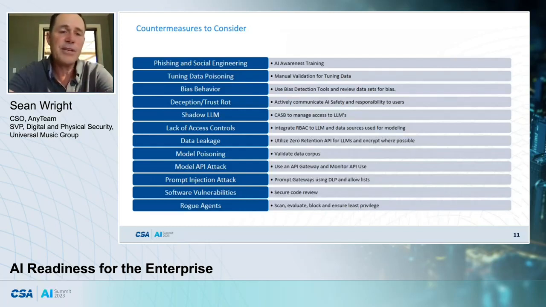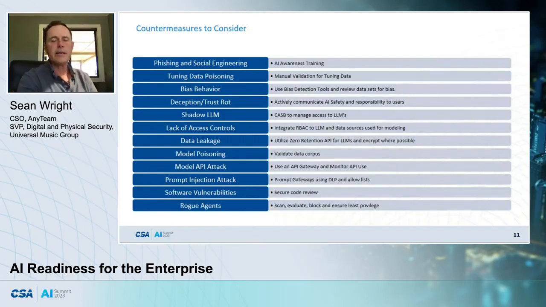Around phishing and social engineering, obviously security or AI awareness training. This goes into multiple levels: basic user training around responsible AI use, making sure they understand the policies you have in place, and then more advanced training for your DevSecOps teams and groups that are going to be developing AI technology to modernize your business.